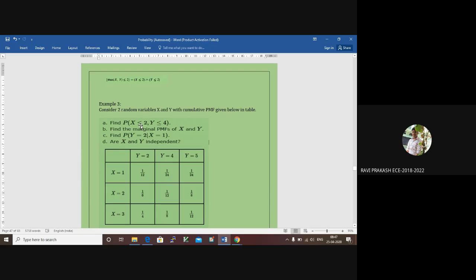Ma'am, is it 9 by 24? Yeah, I will check it. X is less than or equal to 2. If we do that, we have to take x less than or equal to 2, this case and this case, and y less than or equal to 4, y equal to 2 and y equal to 4. So we have a summation. In the summation, x can vary from 1 to 2 and y can vary from 2 to 4. That is the meaning. Okay.